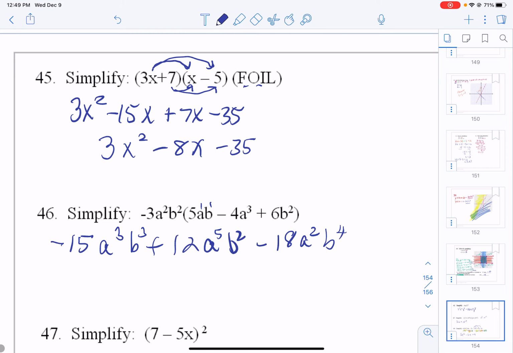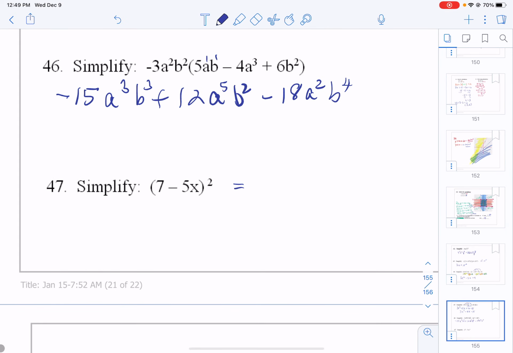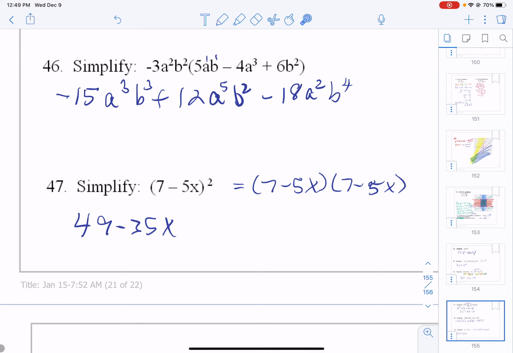Okay, let's look at 47. The key to 47, when you see that, is to write it twice and do exactly what we did in problem 45. So take the 7 and distribute it. We get 49 minus 35x. Then take the negative 5x and distribute it. We get negative 35x plus 25x squared.